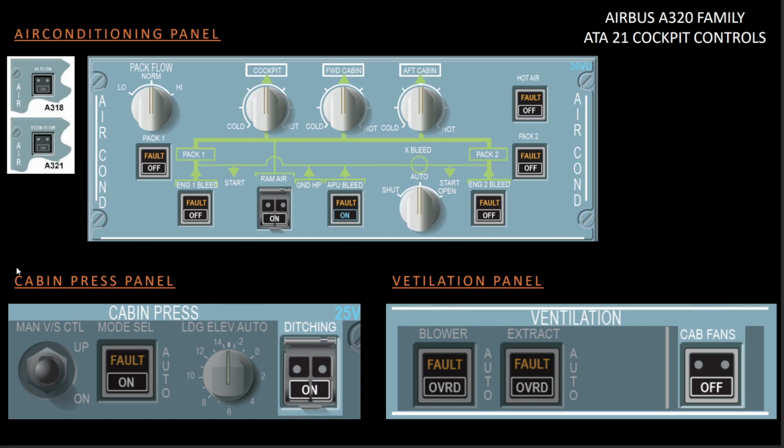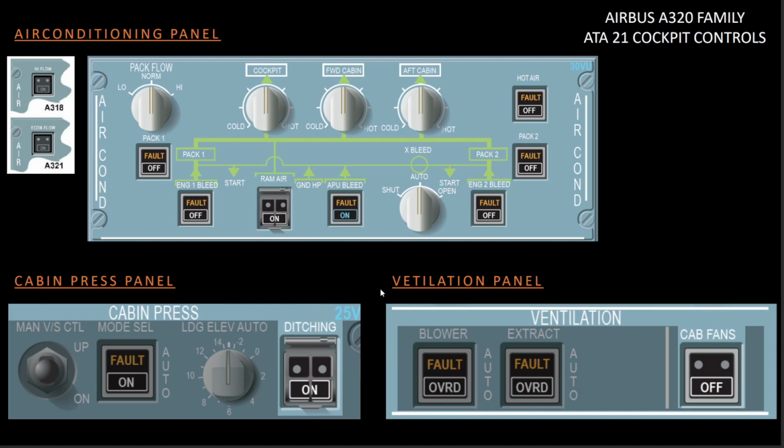Right, next we have the cabin pressurization panel and the ventilation panel. Certain components related to the air conditioning system are controlled by these two panels, which is why they are mentioned here. When we select ram air, we have to know the position of another push button located on the cabin pressure panel, that is the ditching push button. Here you will find the ditching push button.